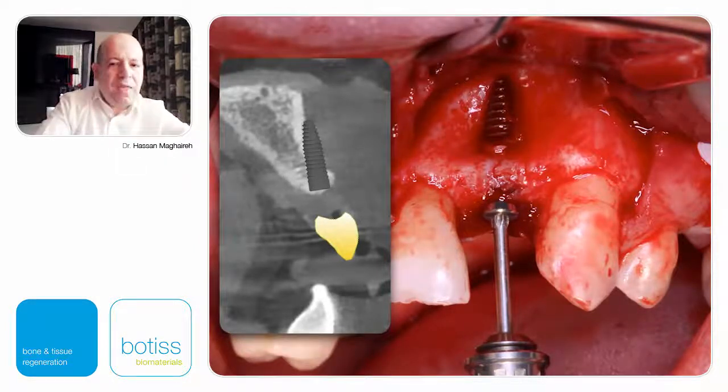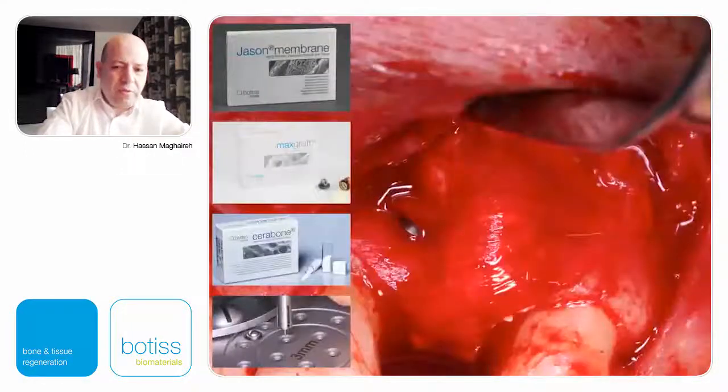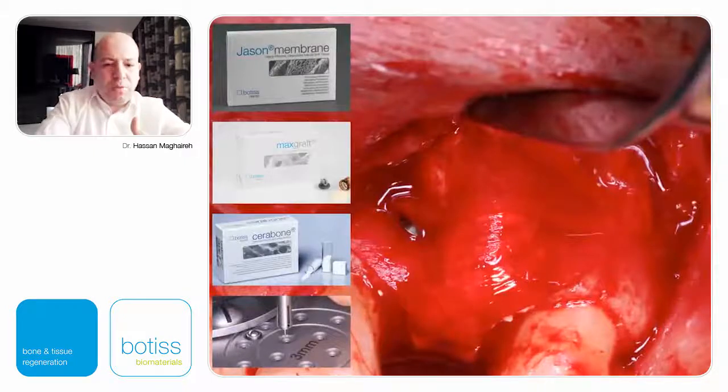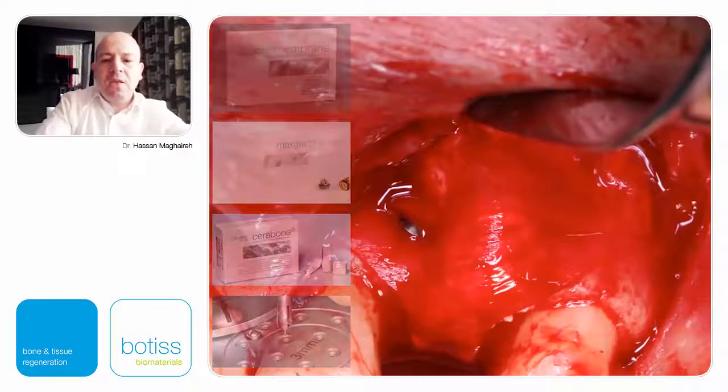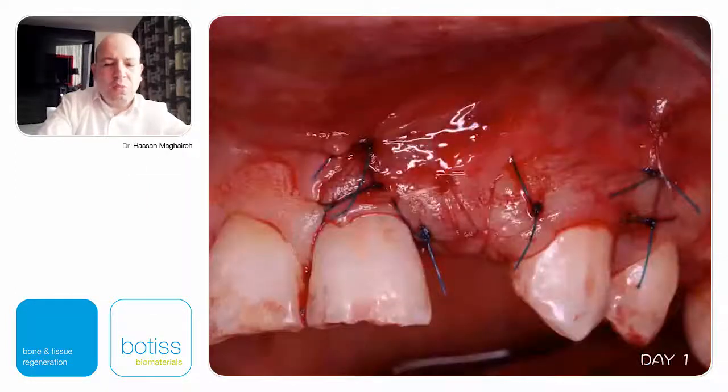And here we go. You can see how I'm using short healing abutments rather than cover screws, and then building the GBR using, in this case, Jason membrane, using maxgraft on the top of the exposed threads, using cerabone, and obviously we would like everything to be stable, so using the botiss titanium pins to support the membrane and give me the convexity I want. This is the way forward to get a reliable and predictable guided bone regeneration.